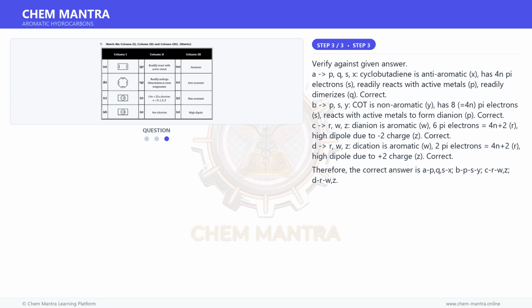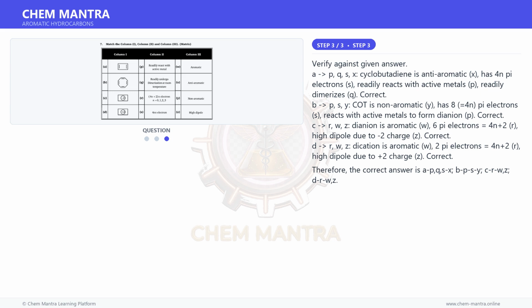Correct. C: R, W, Z. The dianion is aromatic, W, 6 pi electrons equals 4n plus 2, R, high dipole due to the -2 charge, Z. Correct. D: R, W, Z. The dication is aromatic, W, 2 pi electrons equals 4n plus 2, R, high dipole due to the +2 charge, Z.